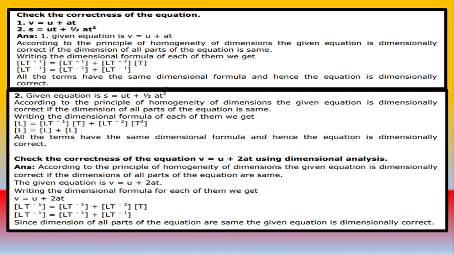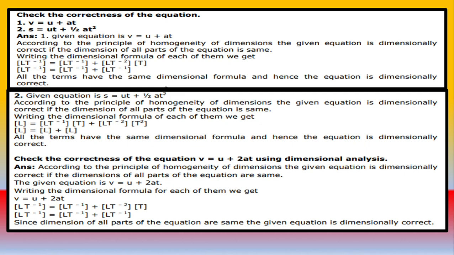That is the first application, as we said: checking the correctness of a given equation. Let us take one equation, v is equal to u plus at. Whether it is right or wrong, we have to know. Now this can be solved under the principle of homogeneity of dimensions. We will take each term in the equation from both LHS and RHS, and we will see whether it is dimensionally correct or not.